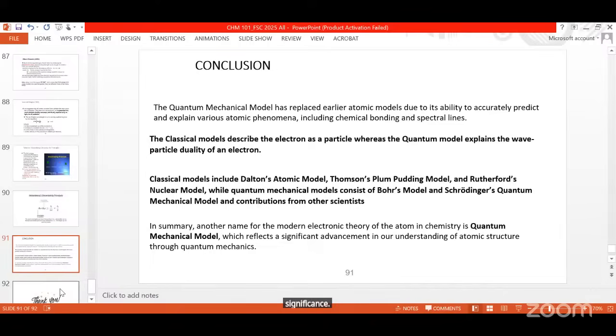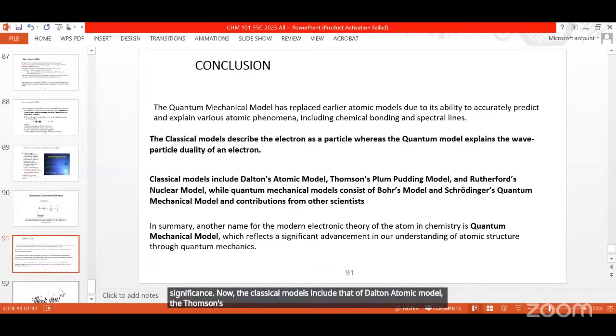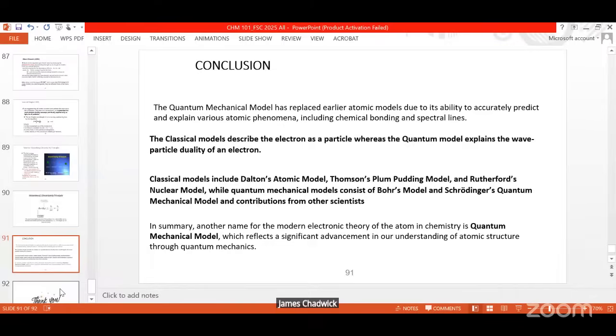Now, the classical models include that of the Dalton atomic model, the Thomson plum pudding model, the Rutherford model, and the James Chadwick model, while the quantum mechanical models consist of those from Bohr, Schrödinger, and the contributions from other scientists.